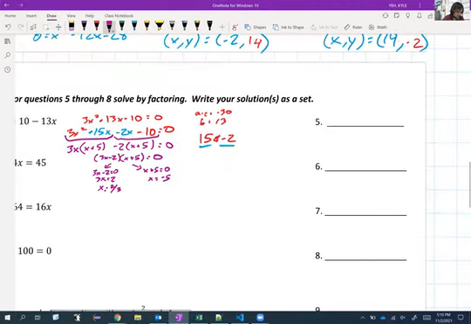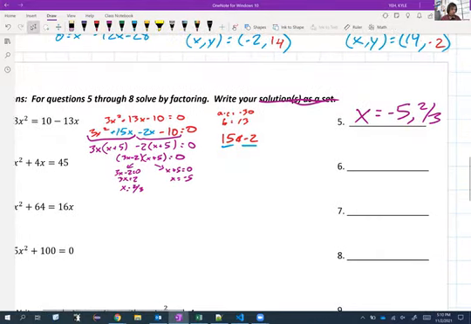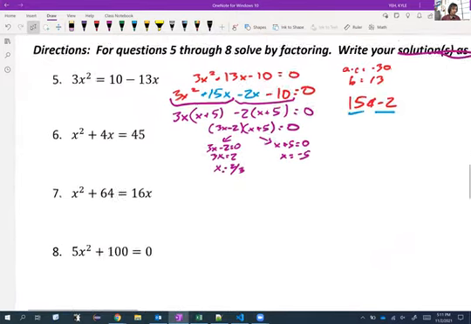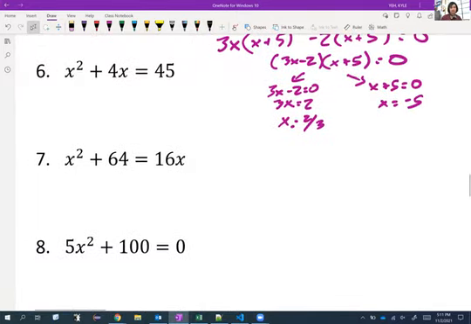So my two x values, and again, don't worry about writing solutions as a set. I've updated these instructions. X equals negative 5 or positive 2/3. And we could check those by plugging them back into the original. So that was a grouping problem. Typically harder than just straight factoring. Straight factoring we're going to see on number 6. And I'm going to see if I can fit all the work just right under it because I used up all my room with the other one.